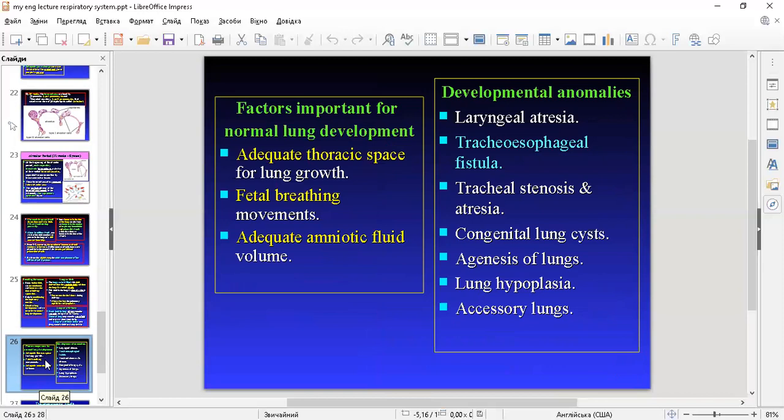Factors important for normal lung development. Adequate thoracic space for lung growth. Fetal breathing movements. Adequate amniotic fluid volume.